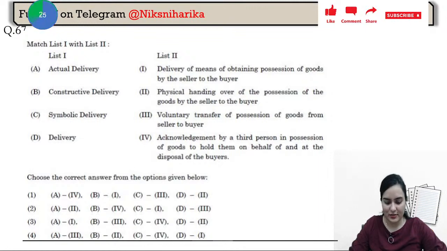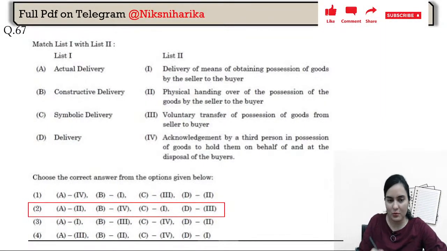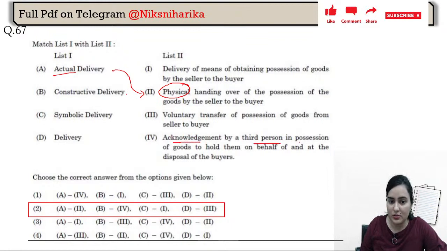Contract, right? This is from the Contract Act 1872. Awesome. Some are saying B, some are saying D. Okay, let's see. Answer is B. Definitely. Ramana Raju has given the correct answer first. Actual delivery deals with the actual physical handing over of the possession of the goods by the seller to the buyer. Okay. Constructive delivery, that is acknowledgement by a third person in possession.